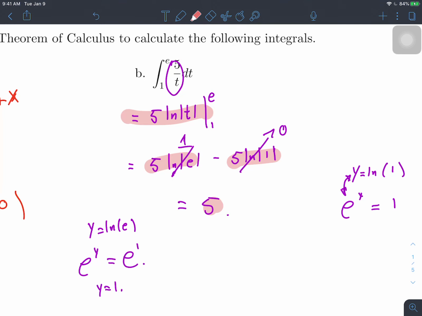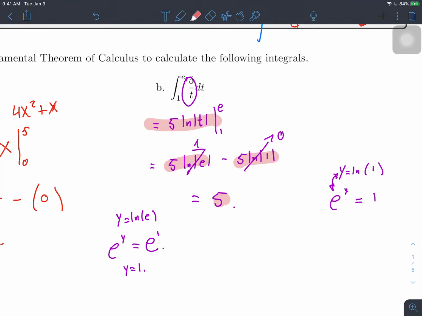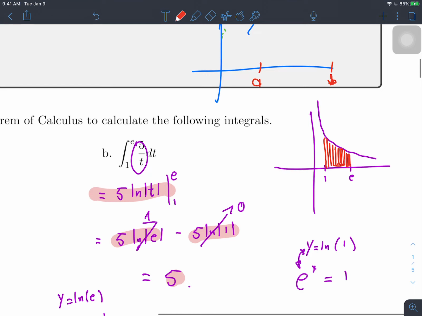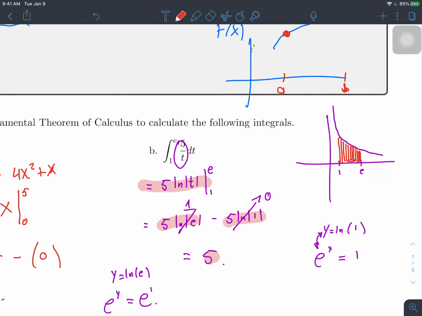Okay, so that gave us the area under 5 over t. What does 5 over t look like? It looks really nasty. It looks like this. And we took the area from 1 to e. We took this really odd looking shape and we found the area of it by plugging e and 1 into a function which we know how to compute e and 1 with.